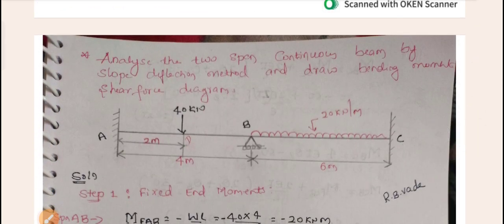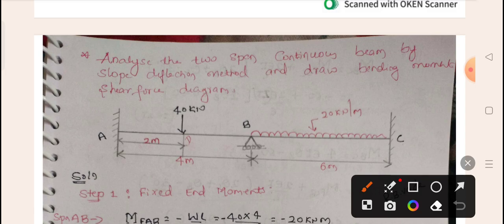Here we are supposed to analyze the two span continuous beam by the slope deflection method and draw the bending moment and shear force diagrams. If you see this diagram, this is a two span beam. Span AB is 4 meter and span BC is 6 meter. The loading of 40 kilonewton is acting exactly at the center, 2 meter from A, so that is a central point load of 40 kilonewton. For span BC, a load of 20 kilonewton per meter is acting.